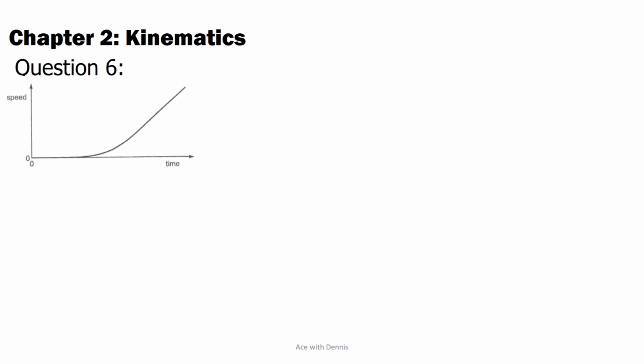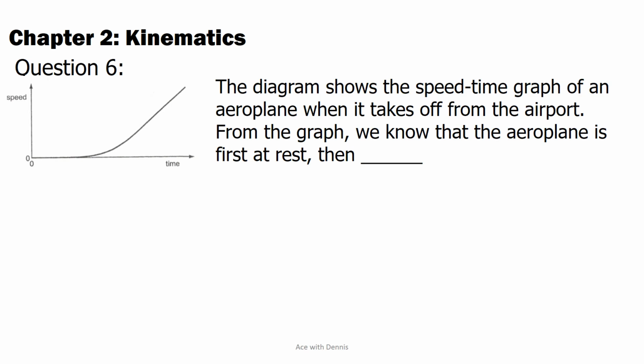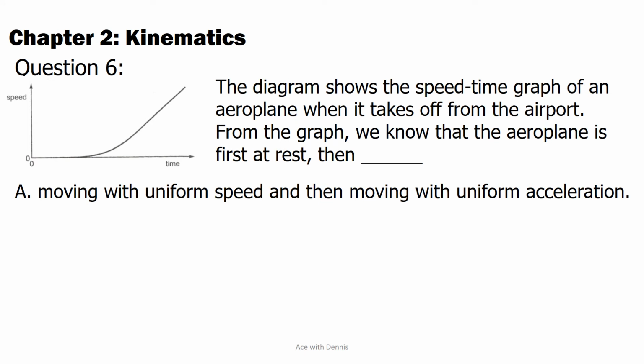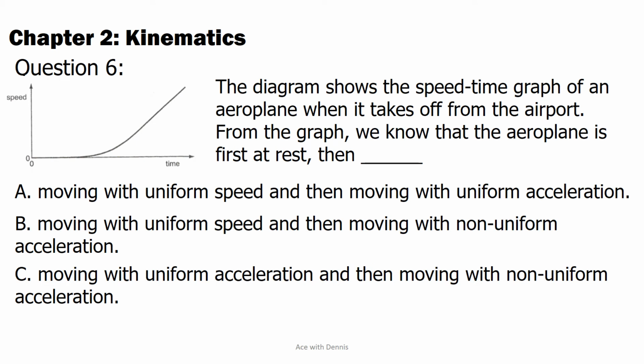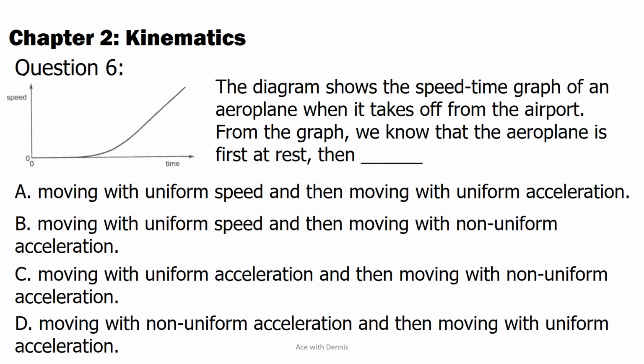Question 6. The diagram shows the speed-time graph of an aeroplane when it takes off from the airport. From the graph, we know that the aeroplane is first at rest, then A, moving with uniform speed and then moving with uniform acceleration. B, moving with uniform speed and then moving with non-uniform acceleration. C, moving with uniform acceleration and then moving with non-uniform acceleration. D, moving with non-uniform acceleration and then moving with uniform acceleration.